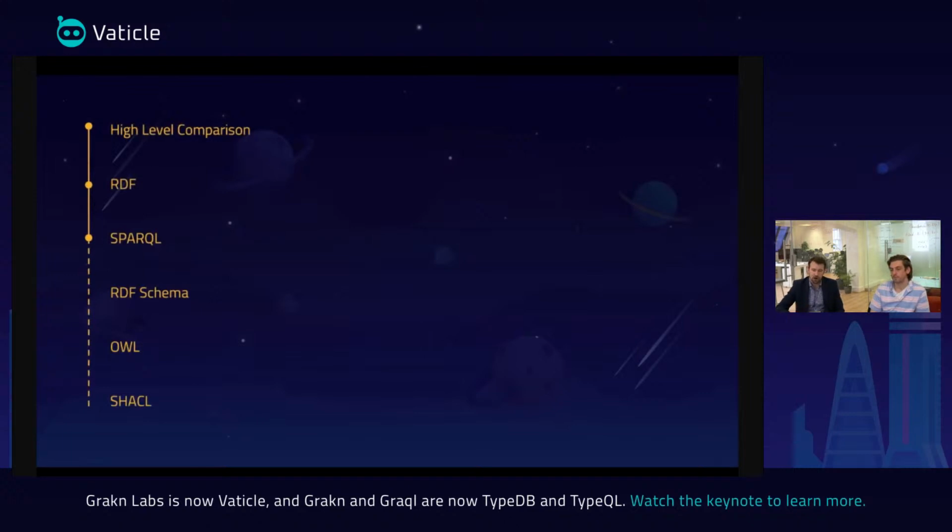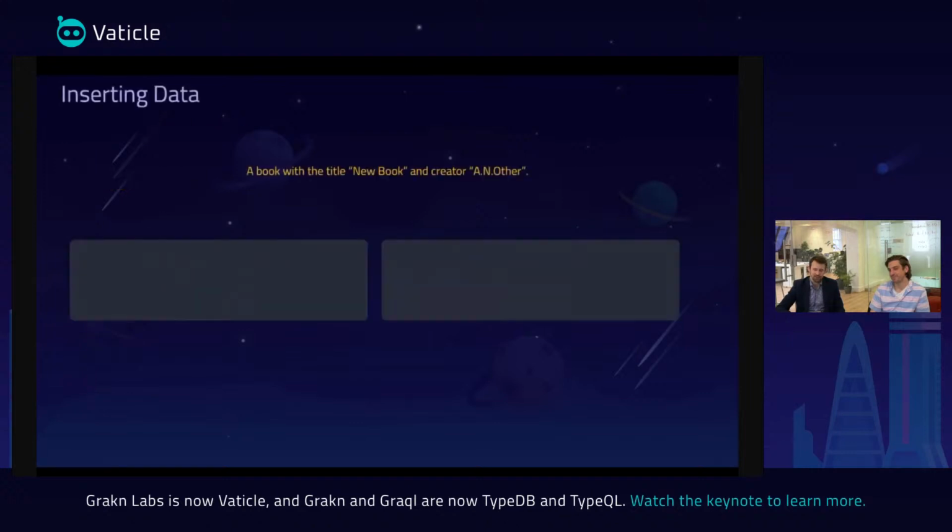So having looked now at RDF, we can move on and look at SPARQL. And now SPARQL, well, sparkles and compares to TypeDB. That was a really bad joke, Daniel. Yeah, not good. Yes, I apologize to everyone.